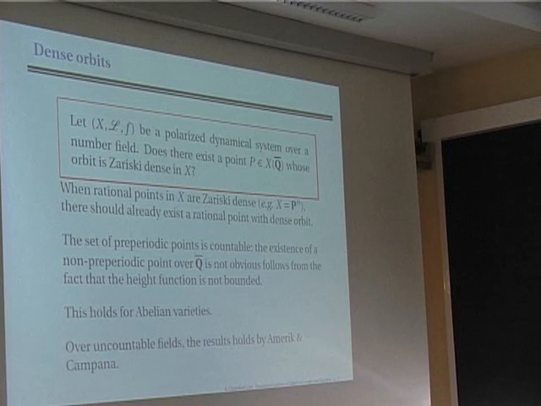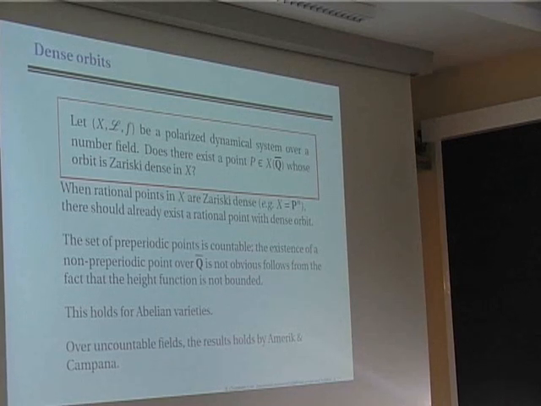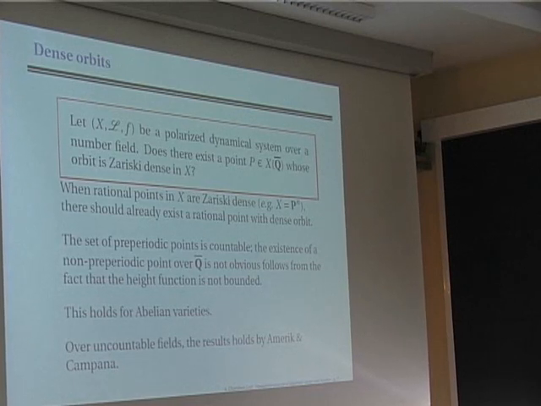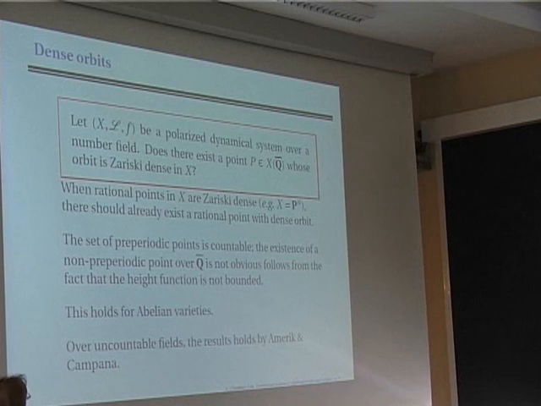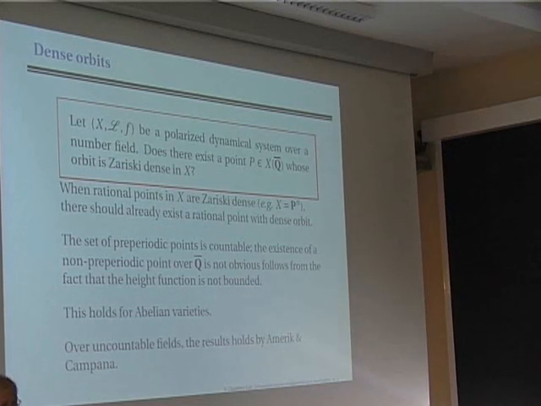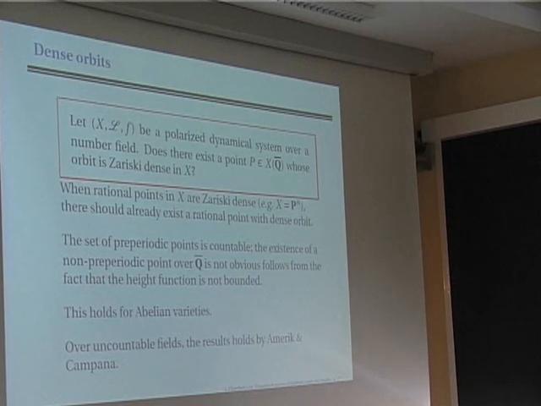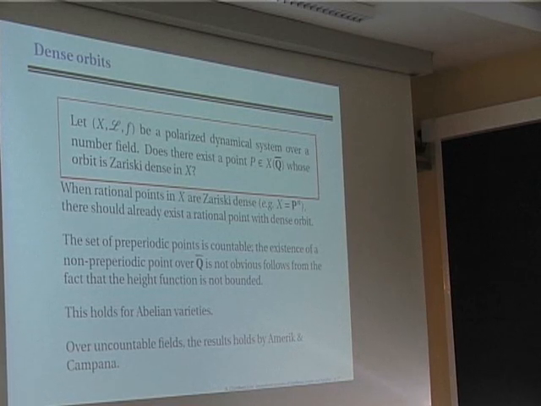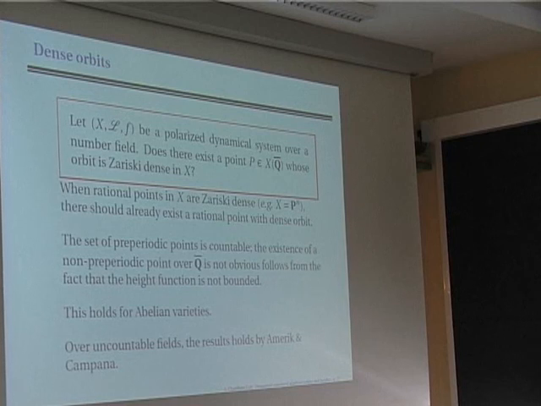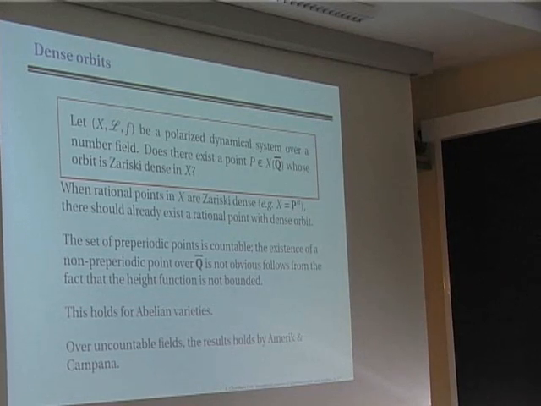The next and last conjecture is the existence of dense orbits. So consider again a polarized dynamical system over a number field. The question is: does there exist a point P over Q bar whose orbit is Zariski dense in X?